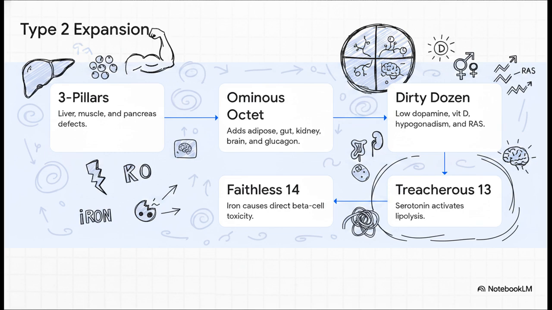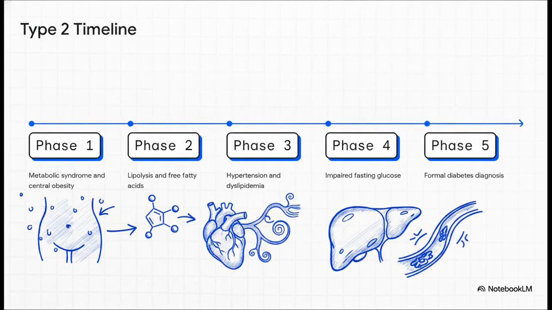And the model expands even further to the dirty dozen, adding low dopamine, low vitamin D, hypogonadism, and RAS activation. Finally, we reach the treacherous 13, implicating serotonin and activating lipotoxicity, and the faithless 14, marking toxic iron accumulation, directly destroying those beta cells. So what does this all mean?